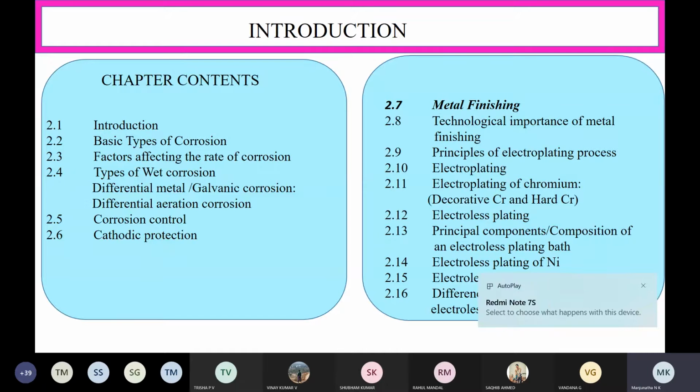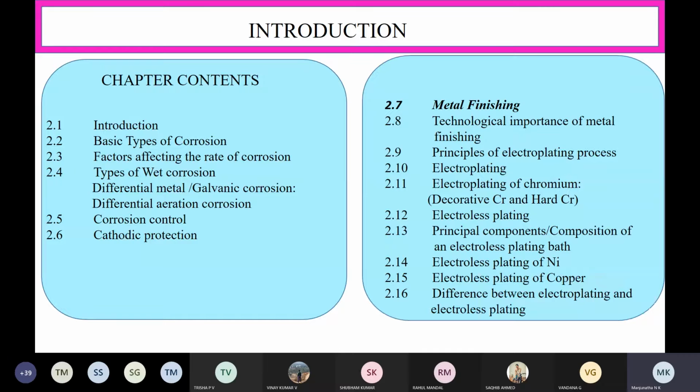Next, we are going to discuss the types of wet corrosion, in which we are going to discuss differential metal corrosion or galvanic corrosion. Next is differential aeration corrosion, in which we are going to discuss two typical examples: one is waterline corrosion and another one is pitting corrosion.